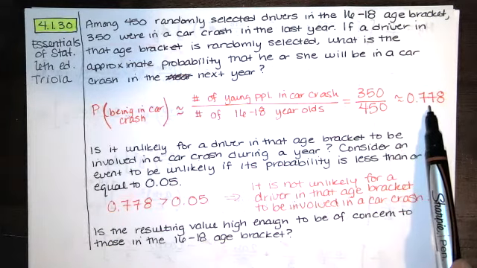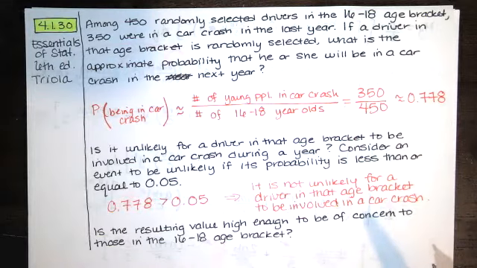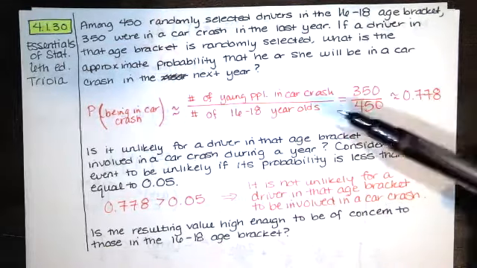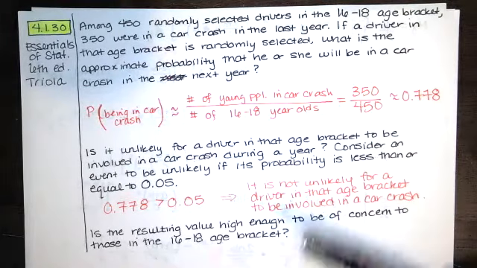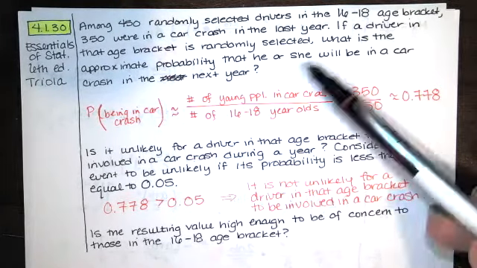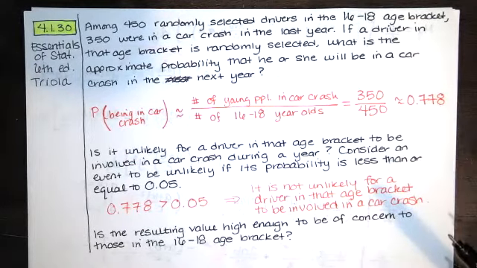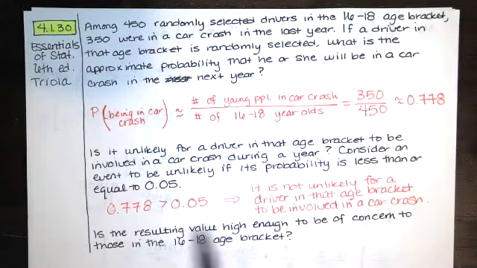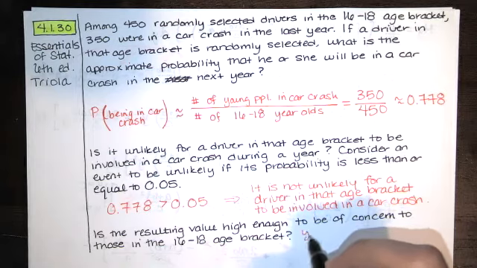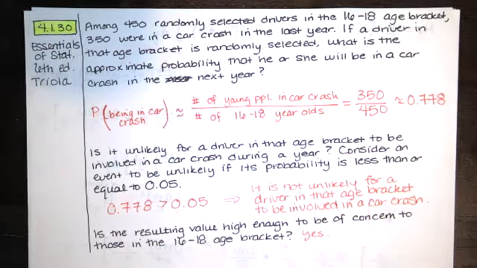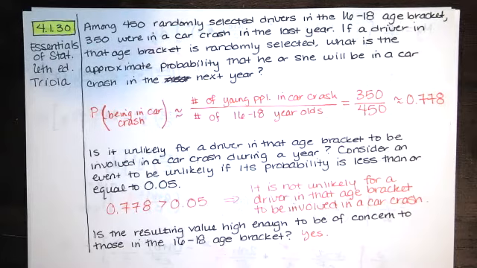Multiply that by 100 to get a percentage. That means if you are in that 16 to 18 age bracket, if trends continue, if this is accurate this year, just like it was last year, if things tend to stay the same, you have a 77.8% chance of being in a car crash in that age group. So is that value high enough to be of concern? Yeah, 77% is high enough to be concerned. Means you're pretty likely to be in a car crash if you're between the ages of 16 and 18.